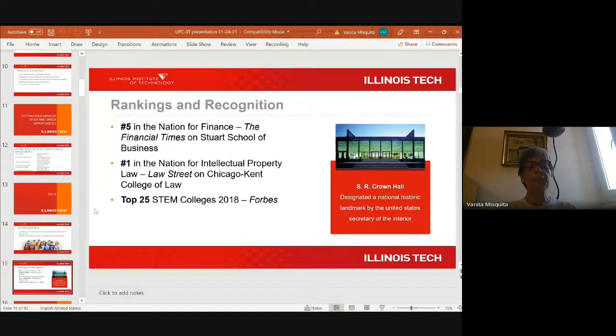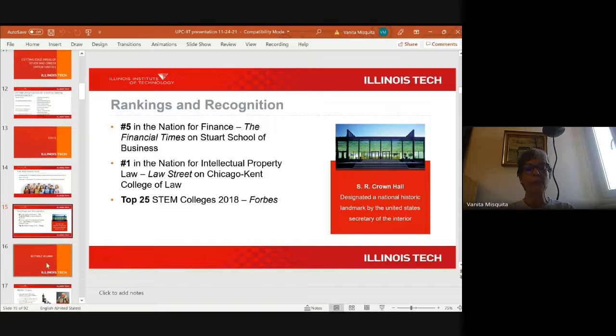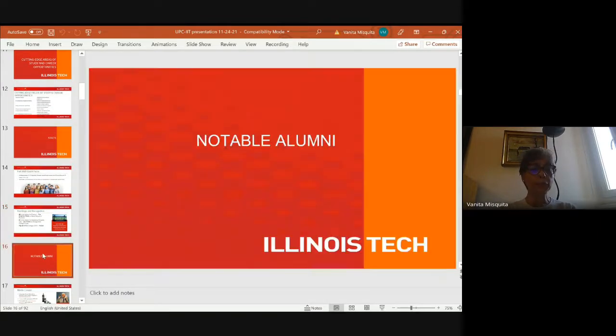Okay. In terms of ranking, we were ranked number 5 in the nation for our Master of Science in Finance, offered by Stuart School of Business, by the Financial Times. And then Forbes ranked us as one of the top 25 STEM colleges, that's science, technology, engineering, and maths. So what kinds of students do we graduate? It would be a good idea to look at some of our alumni.